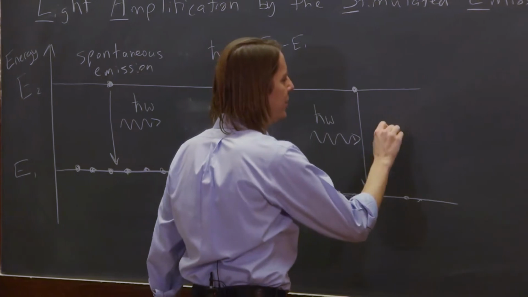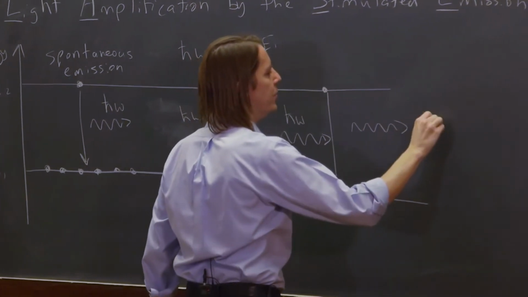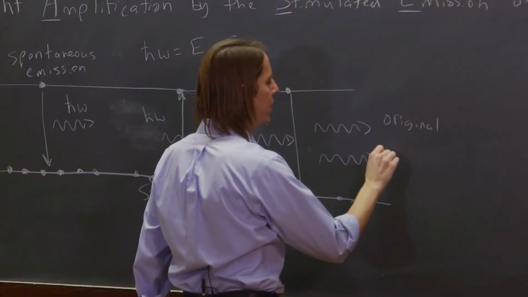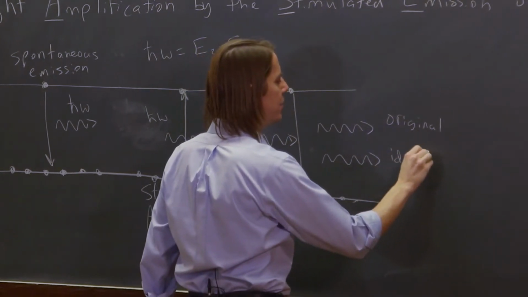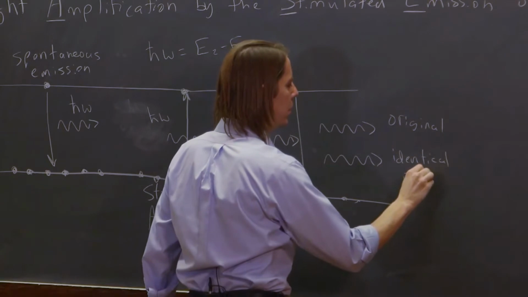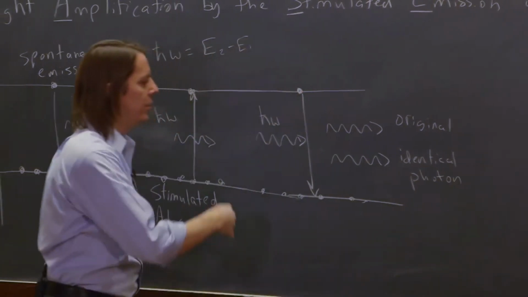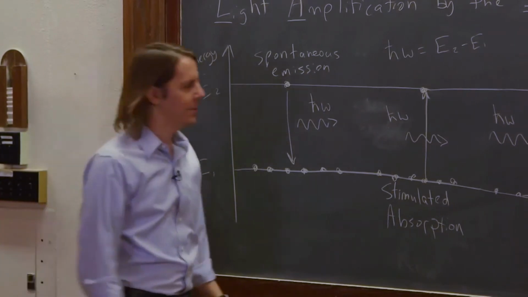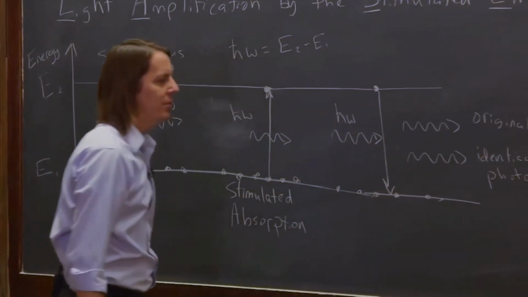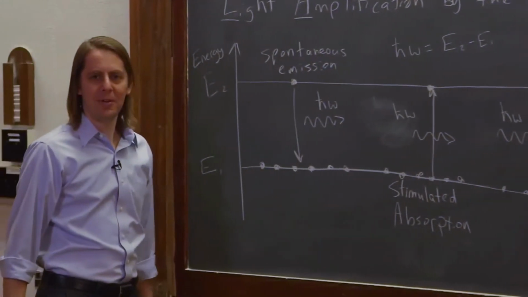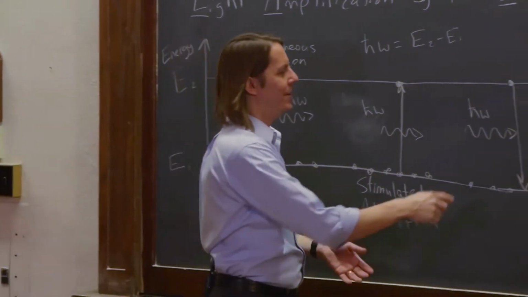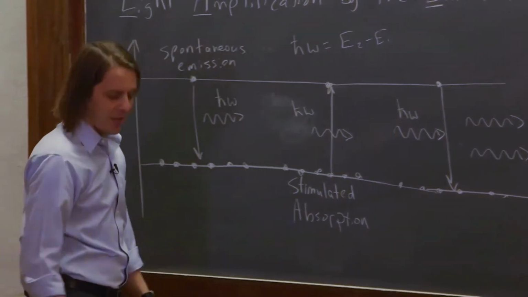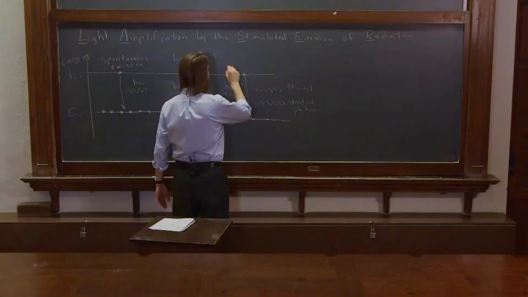And when it does, you get the original photon, plus the energy has to go somewhere, so you get an identical photon. So you send one in and you get two out. Okay, we still conserved energy. It went from E2 to E1. Nothing bad is happening, but it is a little bit weird. It just sees what it could make, so it makes one. So that is called stimulated emission.